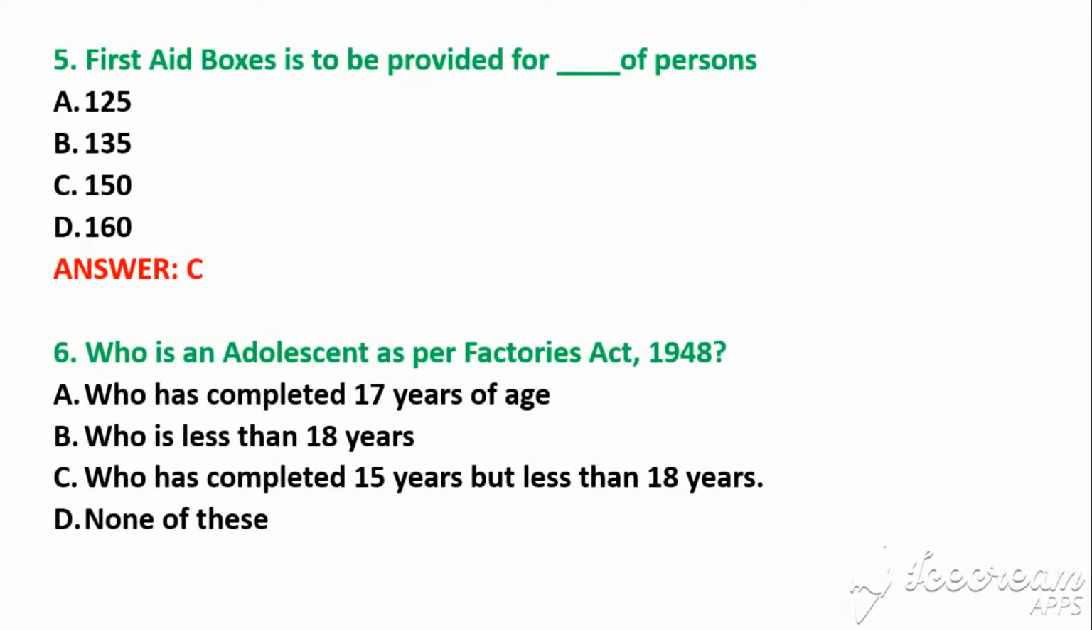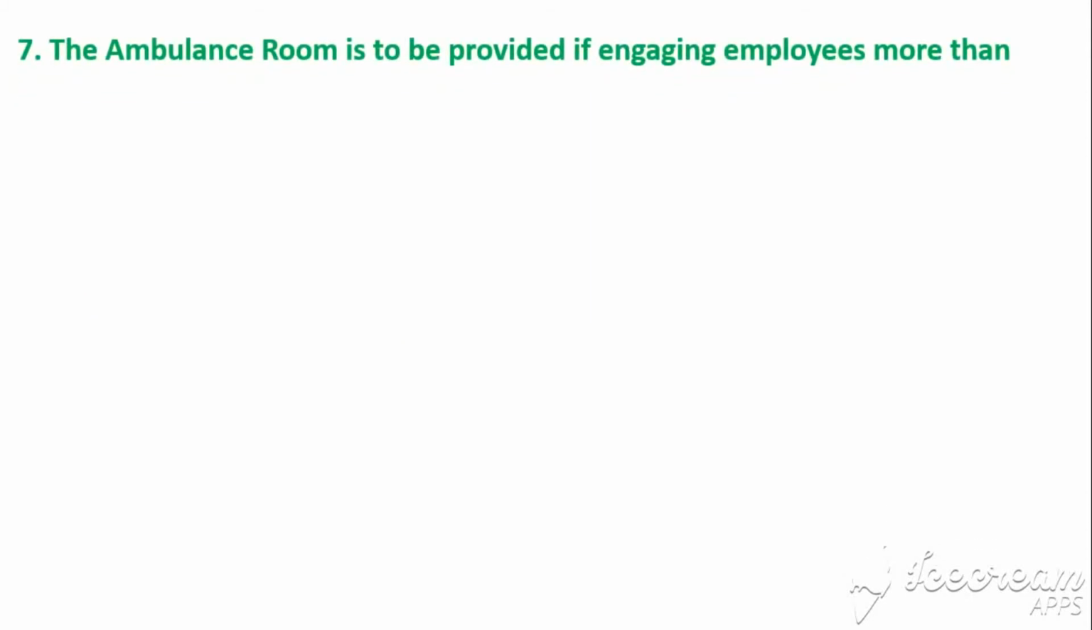Can you guess this? Yes, adolescent means the person is neither child nor adult. So adult means after 18 years, child means below 14 years. So option C is very apt. So the person who has completed 15 years but less than 18 years is known as the adolescent stage. C is the right answer.